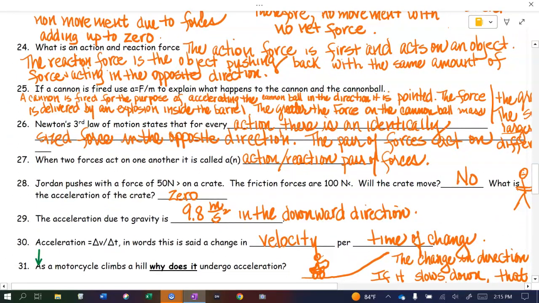If a cannon is fired, use a equals F over m, acceleration equals the force divided by the mass, to explain what happens to the cannon and the cannonball. Well, a cannon is fired for the purpose of accelerating the cannonball in whatever direction the cannon is pointed, right? And a cannonball is a projectile as soon as it's shot.